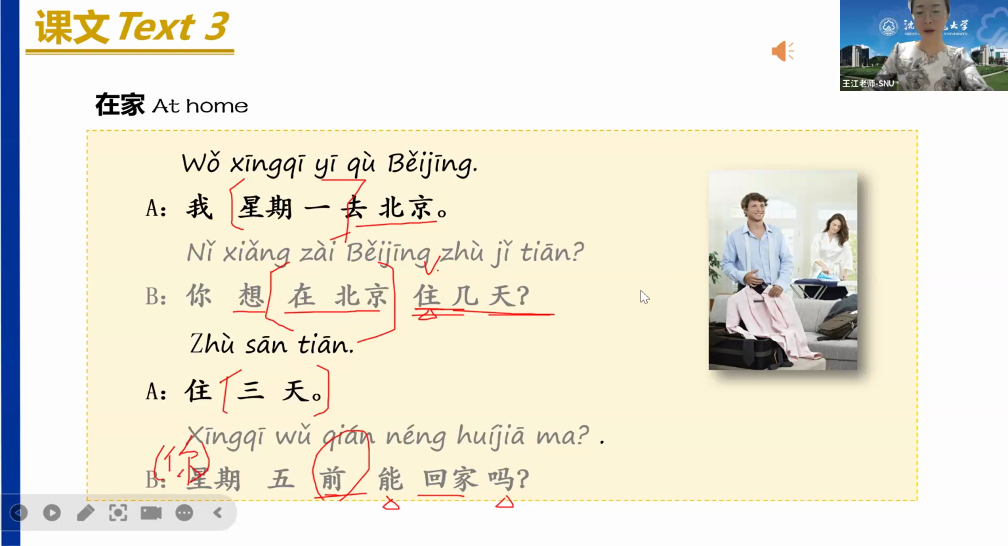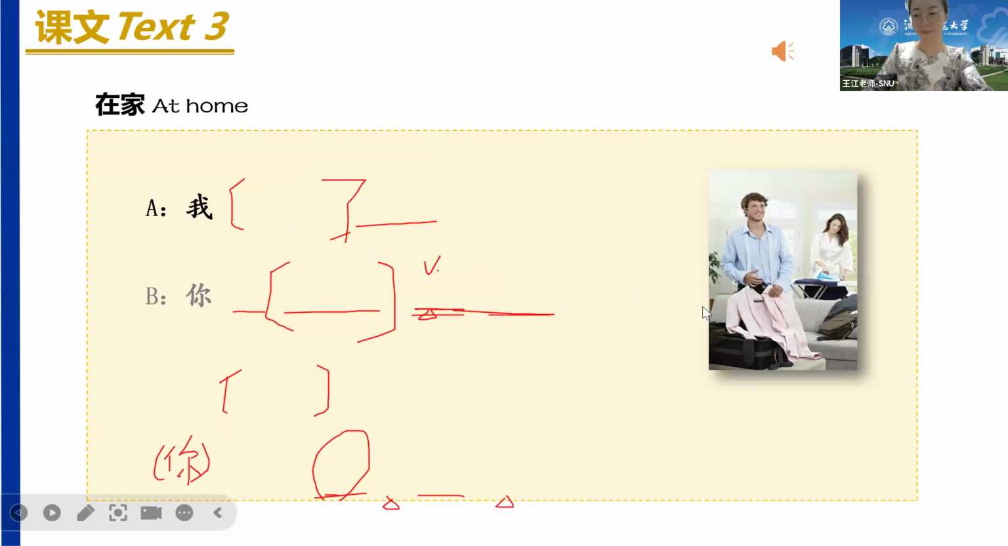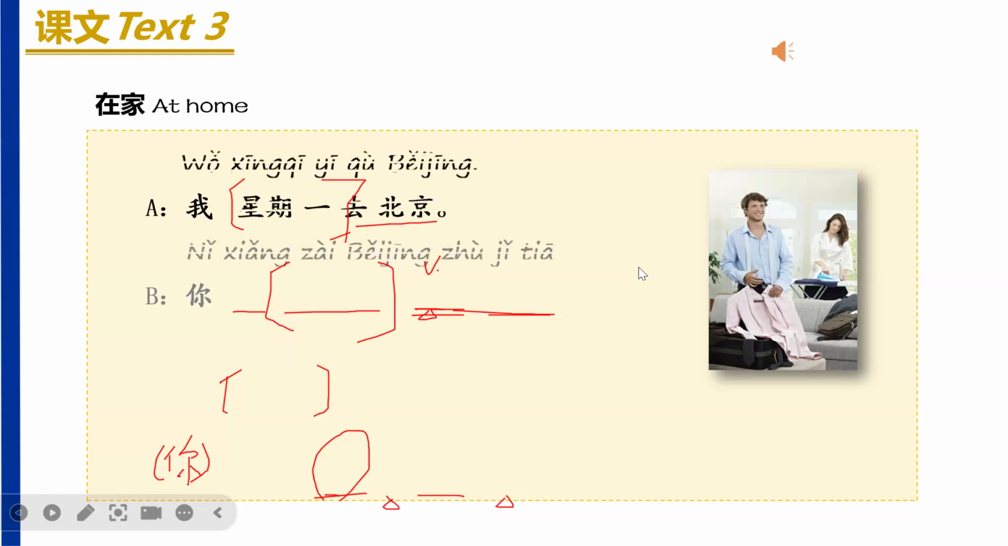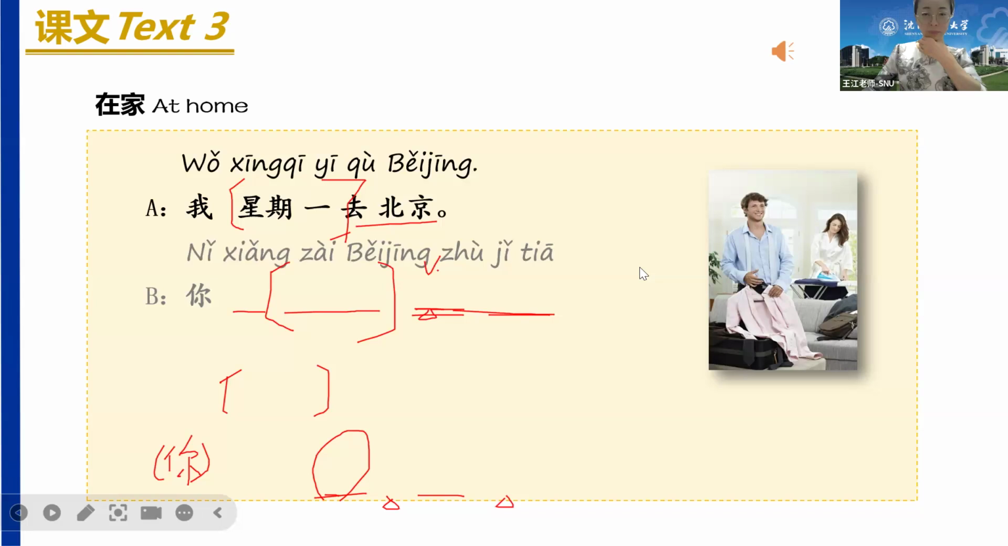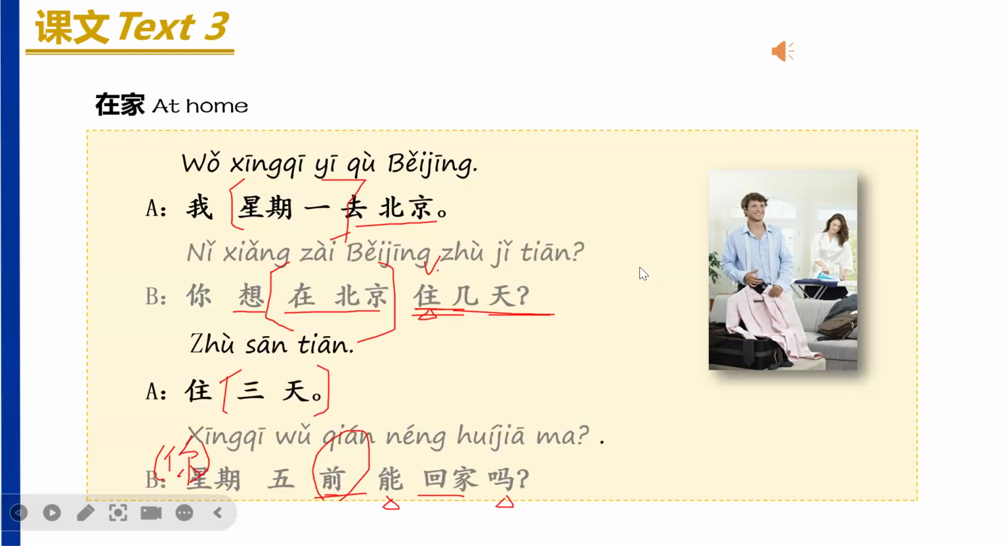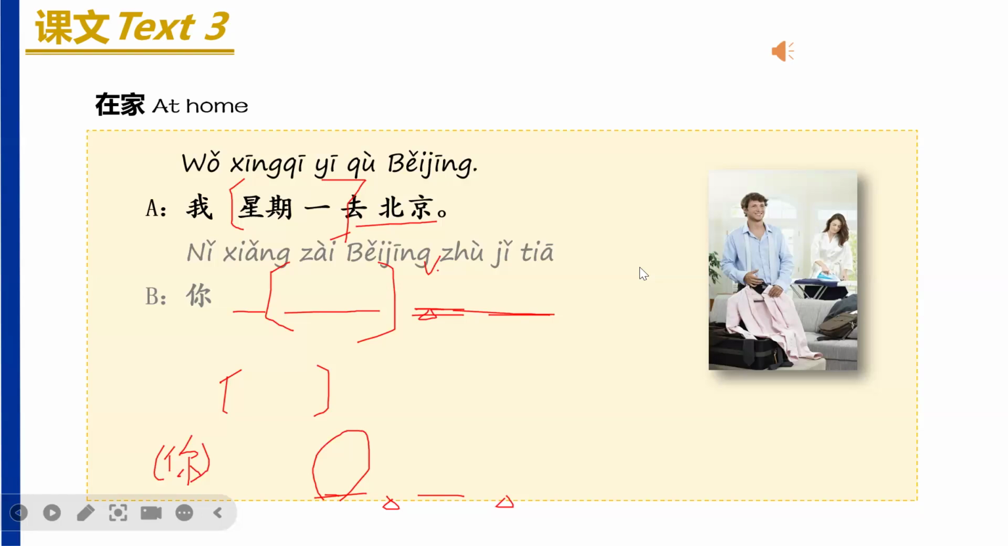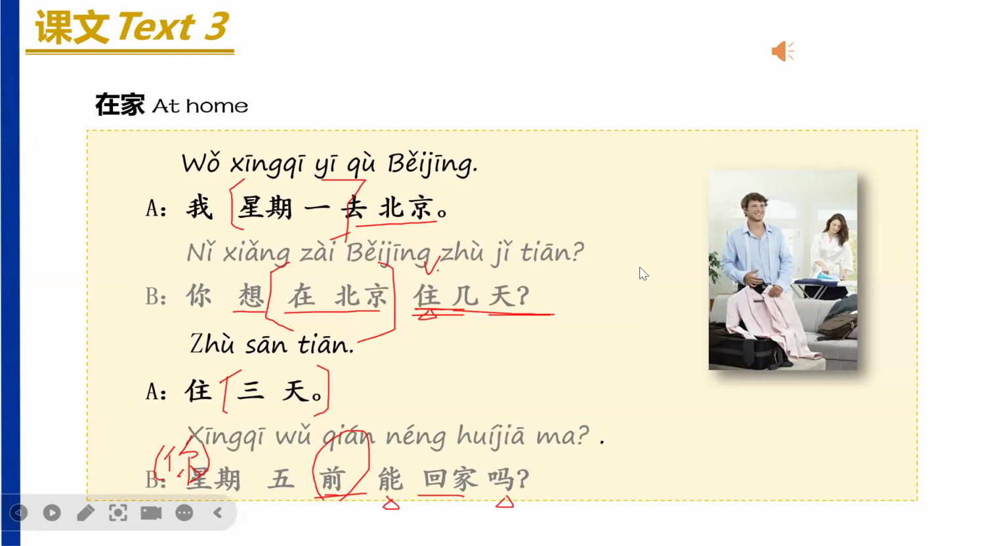Yasser, you are A, and Halima, you are B. Make the dialogue of text 3 again. 我星期一去北京。你想在北京住几天？住三天。星期五前能回家吗？能。Okay, good.